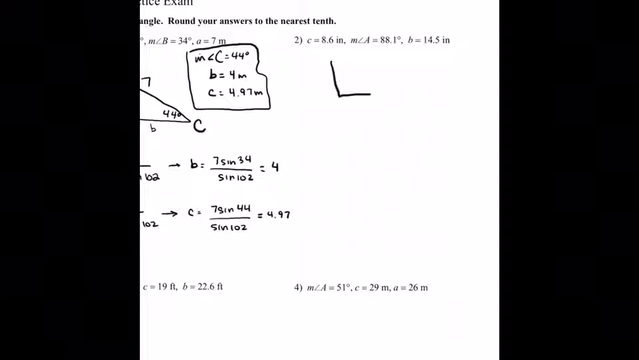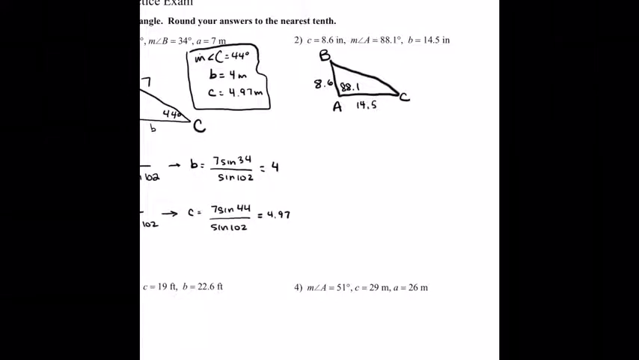Now question 2, we have angle A, which is 88.1. We don't know angle B or angle C, but we know that side C is 8.6 inches, and we know that side B is 14.5 inches. So what we have here is an example of side angle side.